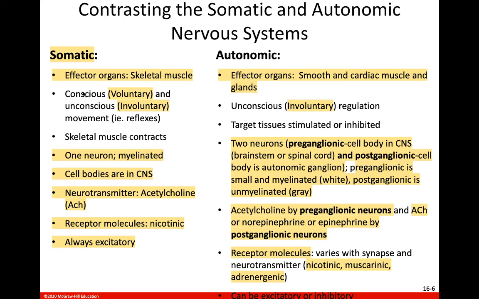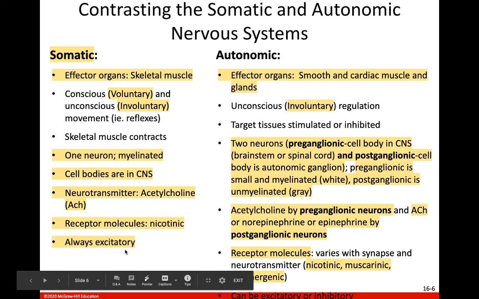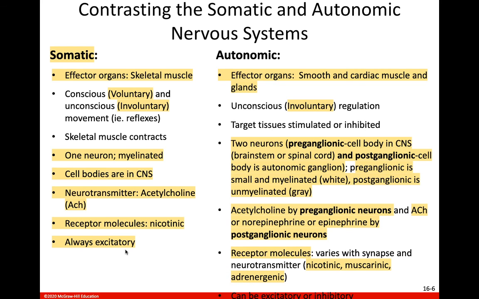And when these somatic motor neurons send a signal to that skeletal muscle, they cause it to contract. So they're always going to be excitatory. Those somatic motor neurons are going to be releasing acetylcholine, and that is always going to be excitatory, meaning exciting, stimulating that muscle to contract.